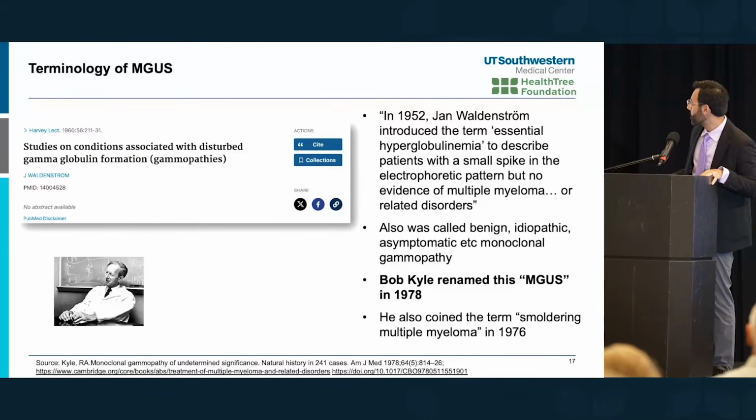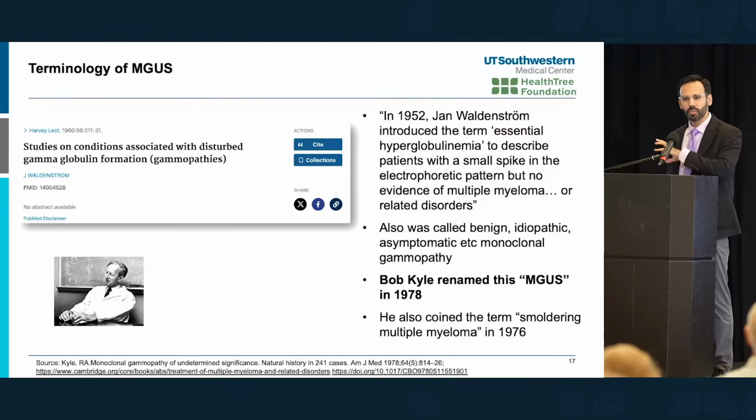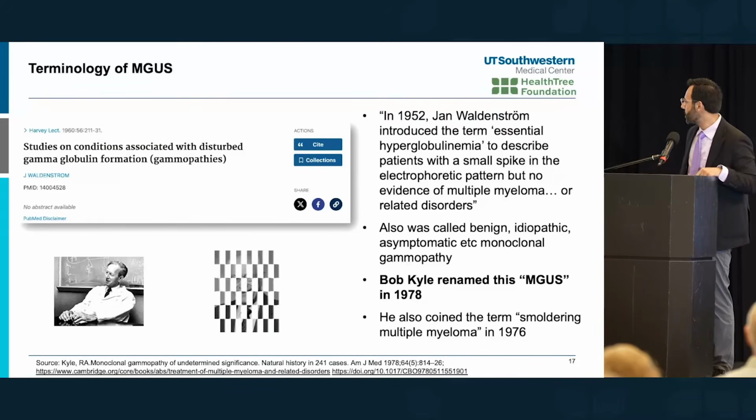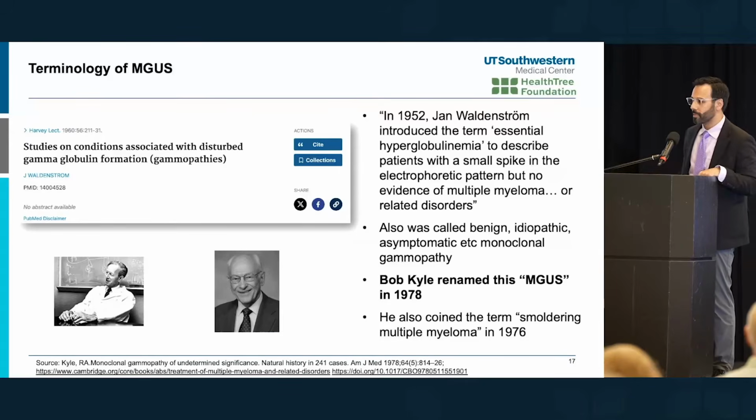I show a picture of this gentleman here because this is Jan Waldenstrom, who had coined the most famous term, which was essential hyperglobulinemia. Now, that term was not really satisfactory because some of those people who had those M proteins actually did have trouble later. And so this gentleman, Dr. Bob Kyle, who's still alive and kicking, he's at the Mayo Clinic, he's like 98, 90, something along those lines, kind of the godfather of our field, actually, in so many ways.